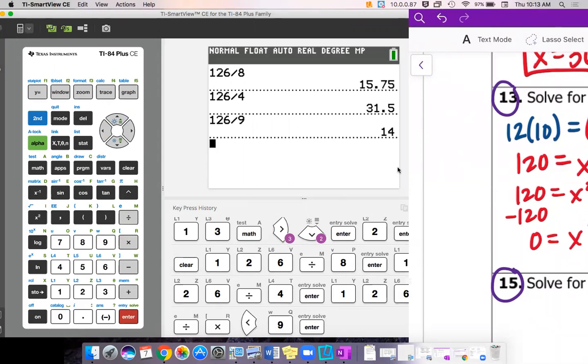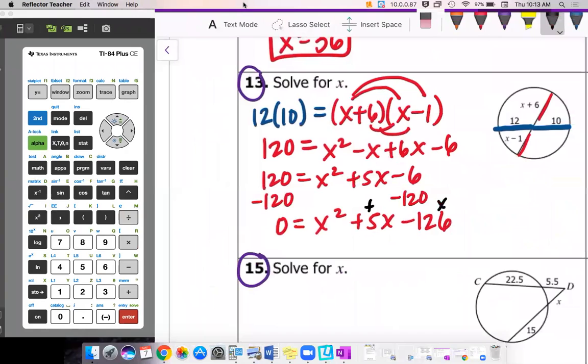Okay, so you have 9 and 14. So we know that's a possibility. So let's see if that works with our numbers. So if I have 9 and 14, one of them has to be negative so that I multiply to negative 126, and then I need it to be a positive 5 when I add those together. So if I make the 9 negative, this works. So then I can factor this to be x plus 14 and x minus 9 equals 0.